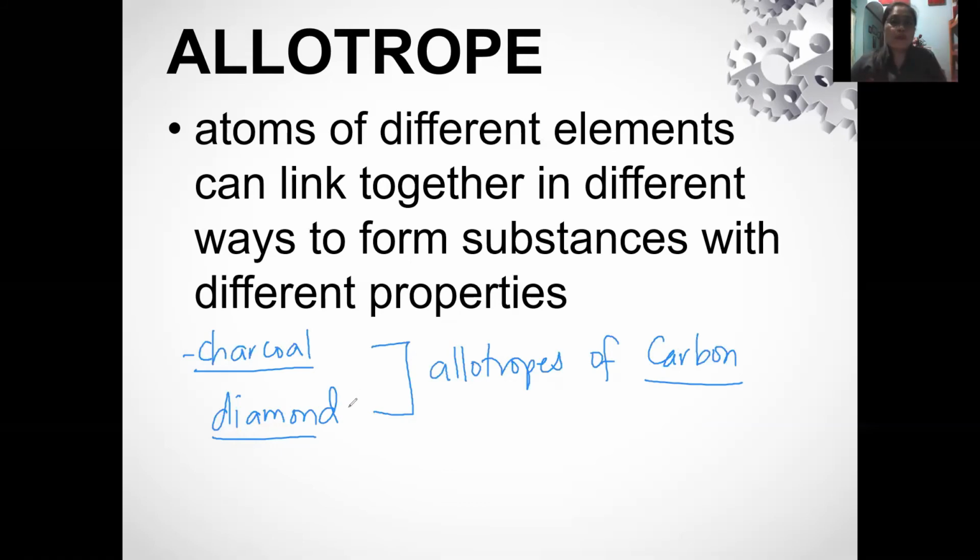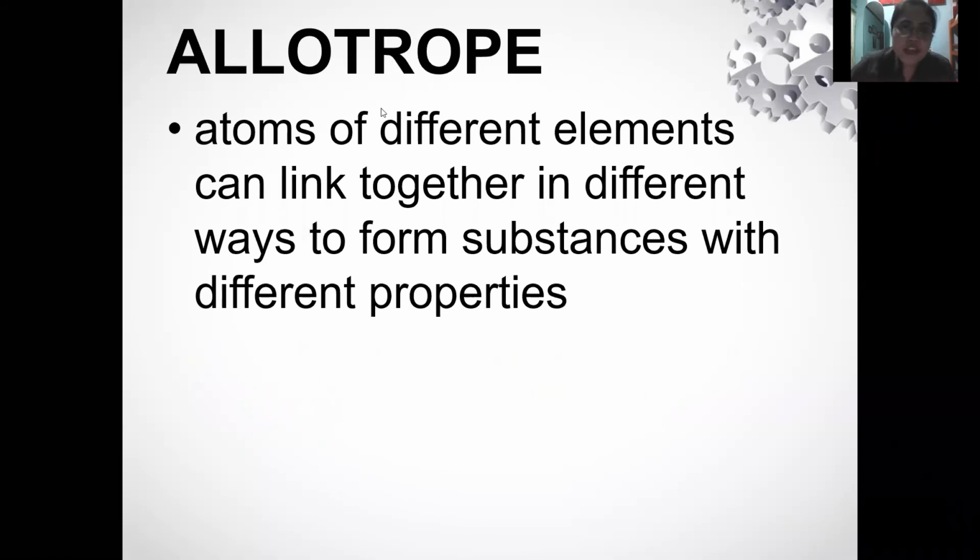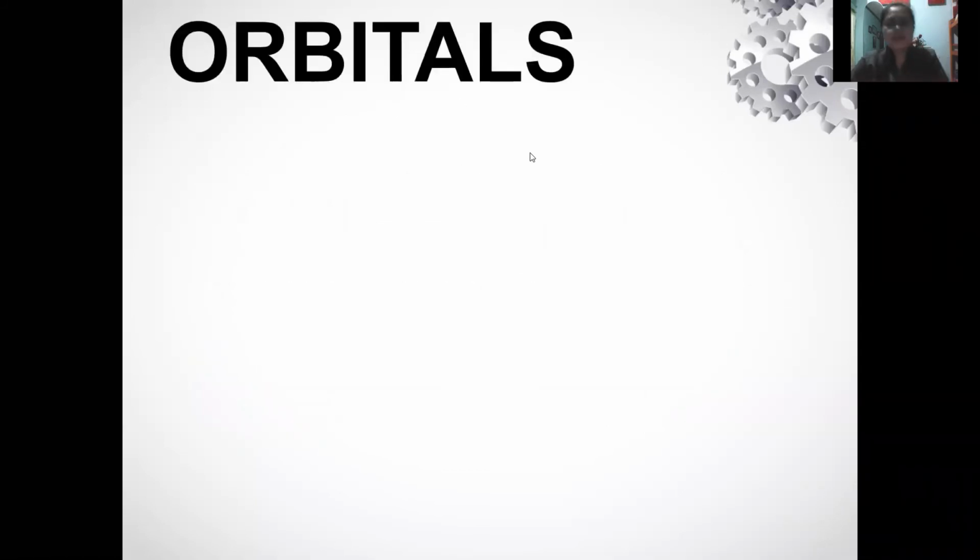Different yung properties nila. Ito, madali mong masira, madali mong makat into smaller one, but ito masyadong matigas, di ba? When you want to cut diamond, you have to use another diamond. Ganun siya katigas. Magkaiba sila ng properties. Again, we call it allotropes.